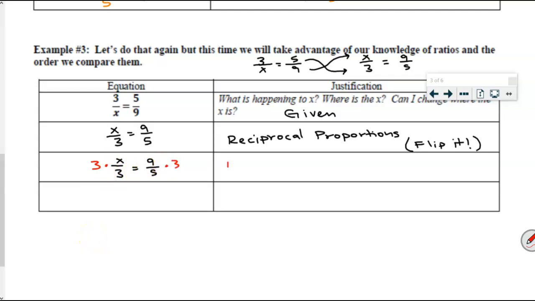What says I can do that? Multiplication property of equality, specifically choosing multiplication property of equality because I want to undo the division.